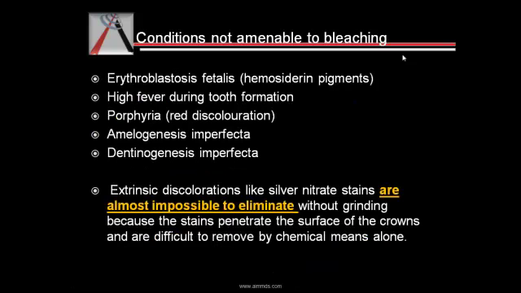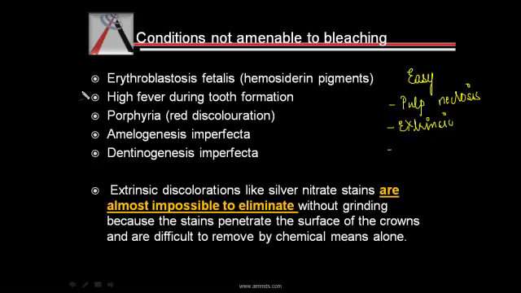Before we go into the bleaching proper, let's look at the conditions which are easy to bleach out and the conditions which are not so amenable to bleaching. The conditions which are comparatively easy to bleach include discoloration because of pulp necrosis, which is also a very common cause of discoloration. Further, with the extrinsic stainings, most of the extrinsic stains and the stains because of hemorrhage, etc., are easy to bleach out.